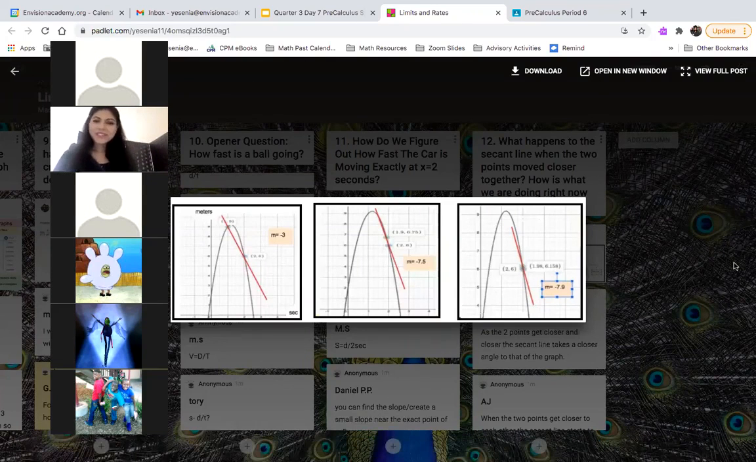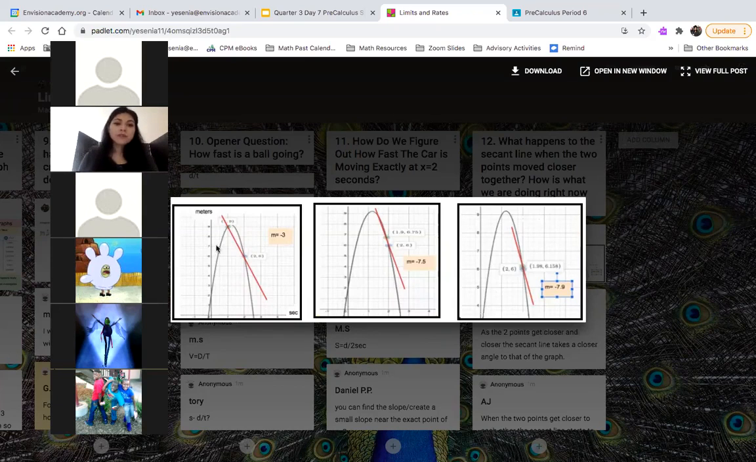All right, y'all. I'm interested to see what y'all are thinking. So, as the two points are moving closer and closer, first pay attention to what we're doing. We're moving these two points closer and closer because we're trying to find the instant rate of change, or another way to say that is how fast the ball is going at exactly 2 seconds.